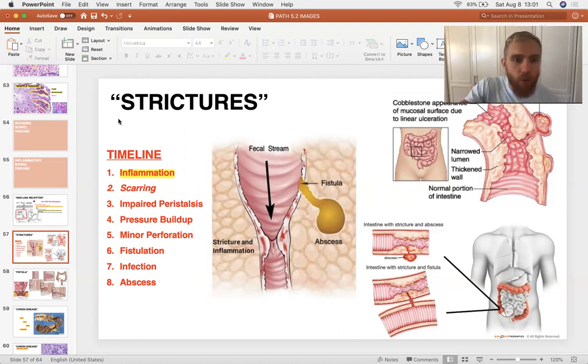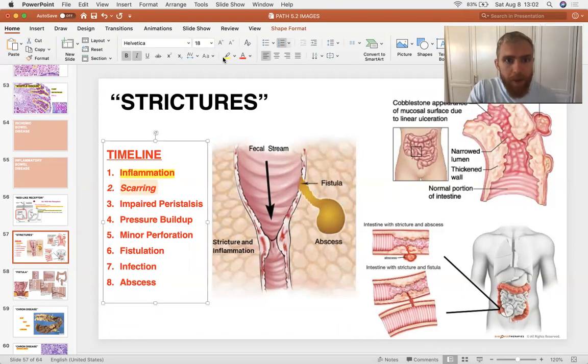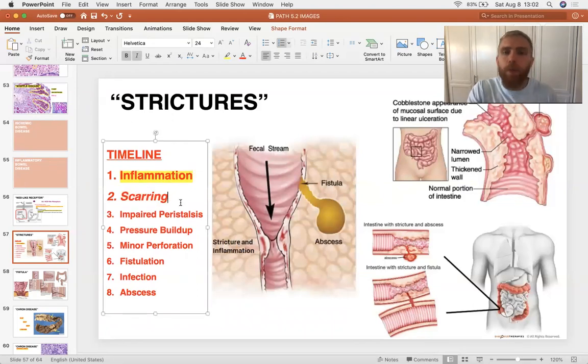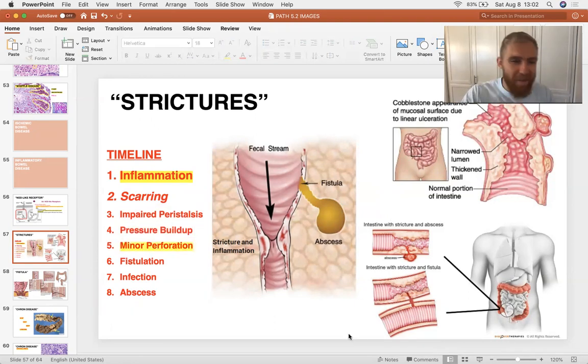And so what does that do? Well, that creates even more inflammation and even more scarring because it's already narrowed, and so the pressures are higher and the cells don't like that. So over time you do get this impaired peristalsis and this pressure buildup associated with that narrowing of the lumen and that failure of the lumen to move because of the scar tissue. And if this stacks up enough, what is it going to lead to? A perforation.